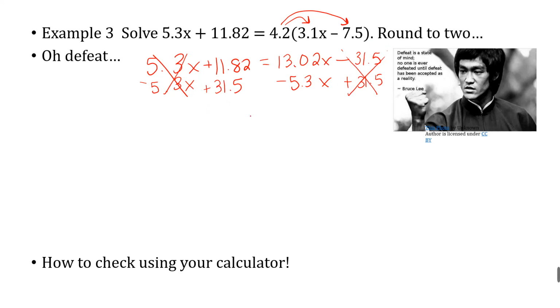11.82 plus 31.5. I think I can do that without a calculator. Hopefully it comes out to 43.32. And then 13.02 minus 5.3. I could probably do that without a calculator, but I already have it out. So let's get it as 7.72x. So see how I have all the x's on the one side and all the numbers by themselves on the other side. And so now I'm going to divide both sides by 7.72 so that I can get the x by itself. And I'm definitely going to use my calculator for that.